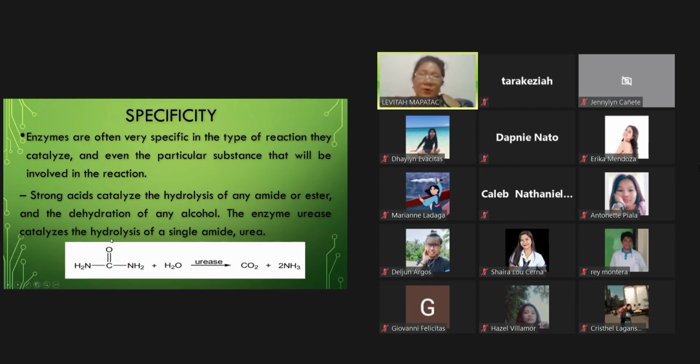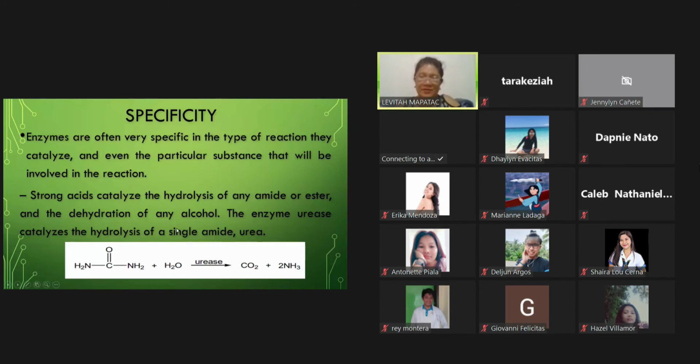Urea will be converted by means of hydrolysis into carbon dioxide and two molecules of ammonia by the enzyme urease. So it's specific. Urease is only for the conversion of urea into carbon dioxide and ammonia. This is now the product. This is the substrate and this is the enzyme.